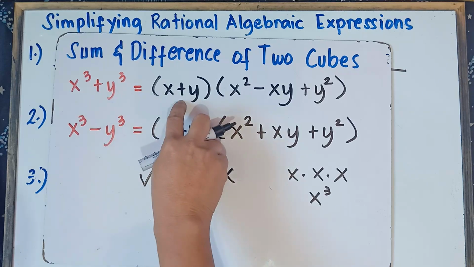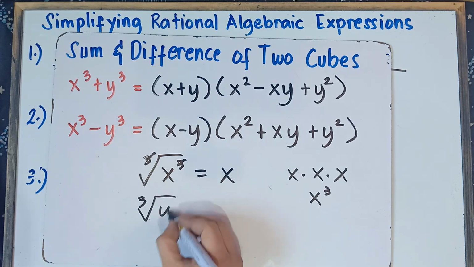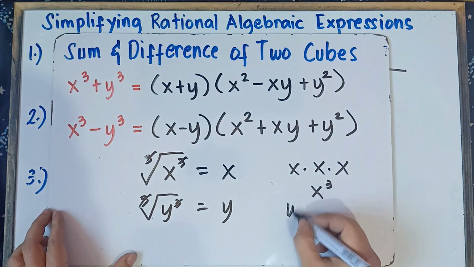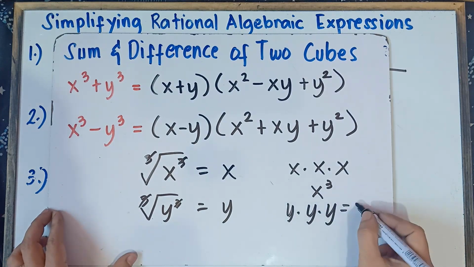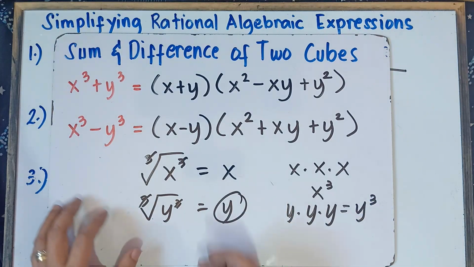Simply copy the plus sign, and then get the cube root of the second term, the cube root of y cubed, which would be equal to y. Once again, class, the cube root of y cubed would be equal to y. Why is that, sir? Because y times y times y would be equal to y cubed. Therefore, the cube root of y cubed would be equal to y. So that's why you have y.